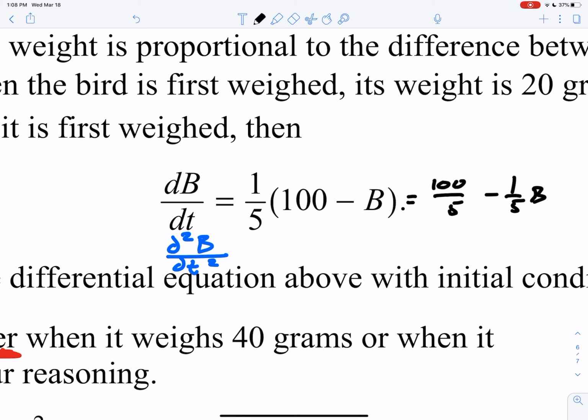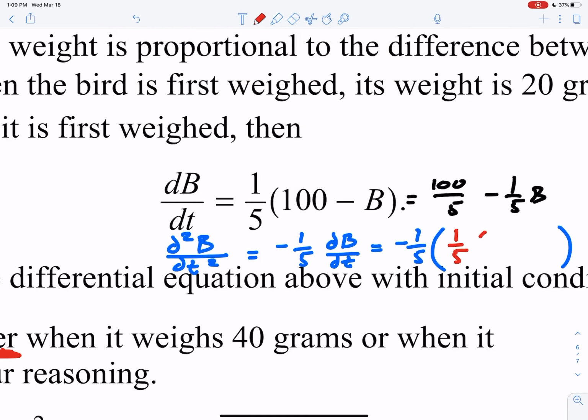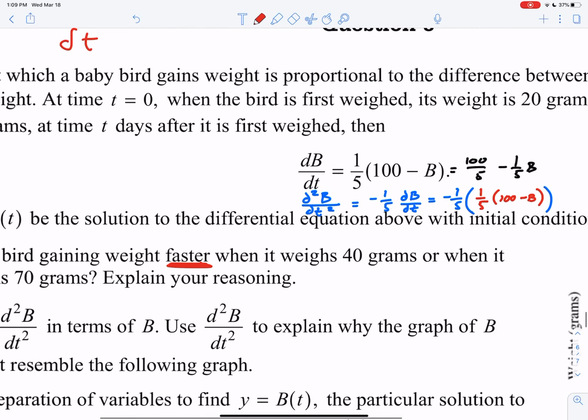So now when I take the derivative, it's a lot more straightforward. The derivative of 100 over 5 is just 0 because it's a constant. The derivative of negative 1/5 b is just negative 1/5, but with respect to db over dt. This is where you re-plug in what you had to begin with. This is negative 1/5 times, now db over dt originally is 1/5 times 100 minus b. You see this very often. That's enough for you to leave it there as a second derivative, but let's see what they're asking now, okay?